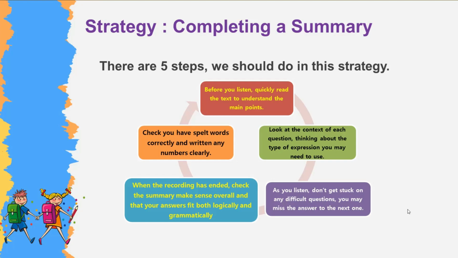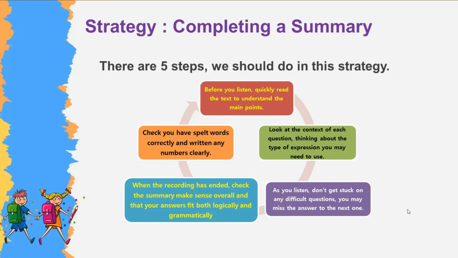And then the blue one, when the recording has ended, remember, check the summary makes sense for all, and that your answer fit both logically and grammatically. Okay, of course, because when you fill in the blank, for the missing word, you have to check that, is the grammar right or wrong, related to the word that you put on the answer.